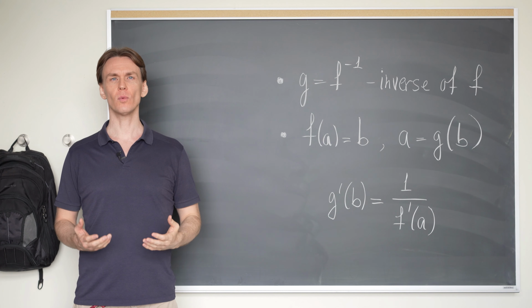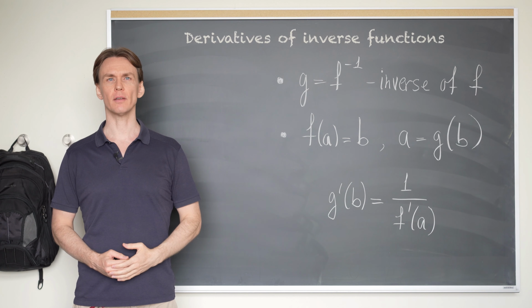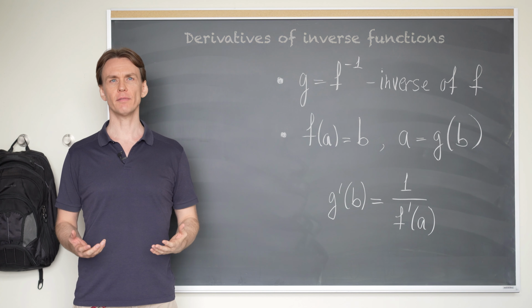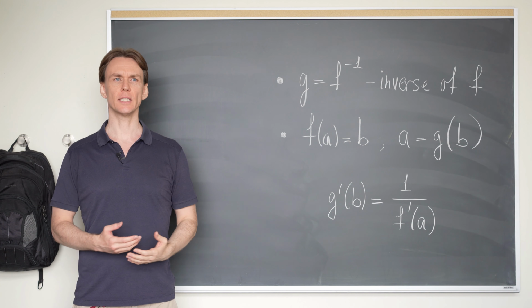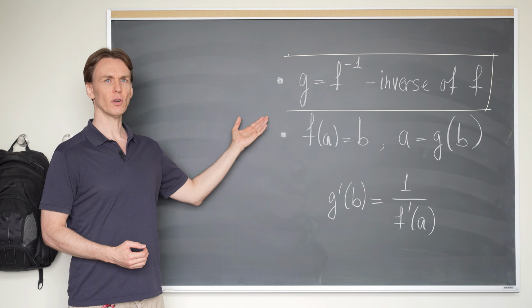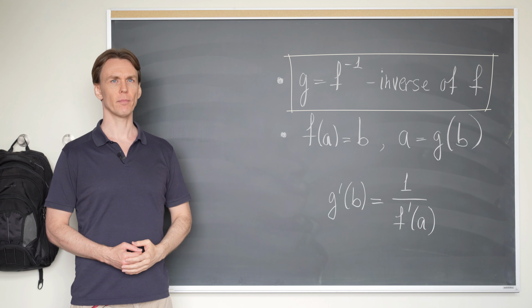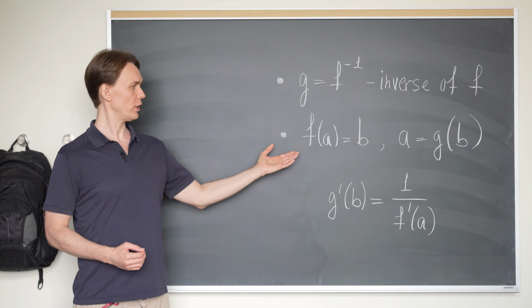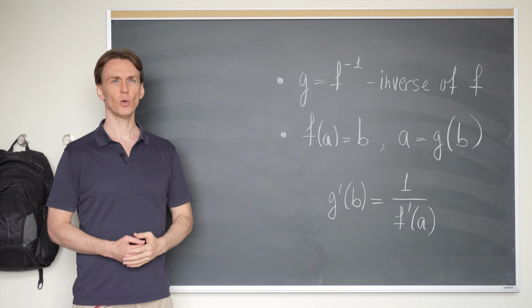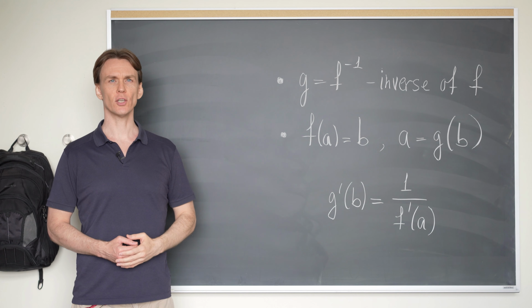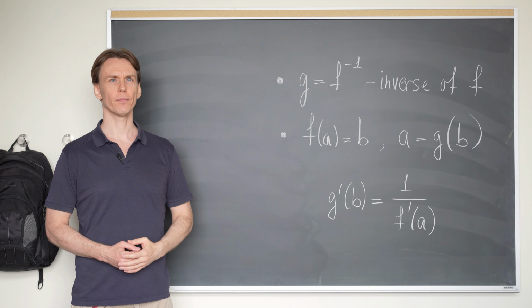In this video, we will see how to compute derivatives of inverse functions. So let's say we have some function f which has the inverse, and let g be the inverse of our function f. Now, of course, this means that if f at some point a is equal to b, you can write this as a is equal to the inverse function g at the point b.